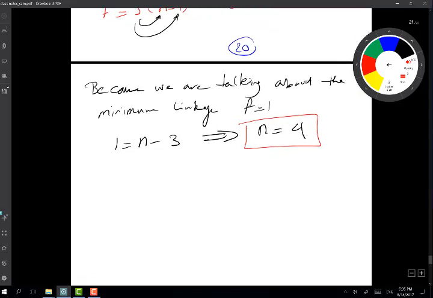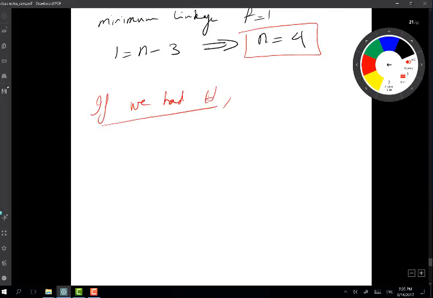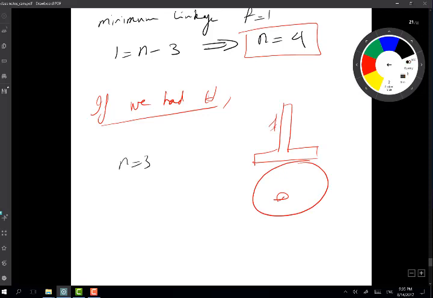So this is the simplest linkage in a plane. It cannot have any fewer than 4 links at all if I don't have higher pairs. But if we had higher pairs, h, I can have whatever. Like the example we worked on previously, where n was equal to 3, because we had a higher pair, h.